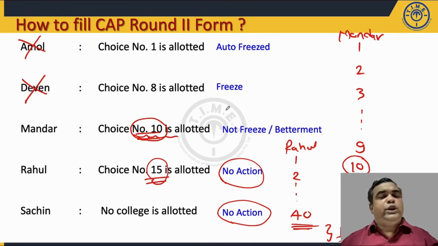That's what he can do, Sachin. But going to the top 50 means your cutoff will be really low. You're going to very low grade colleges there. So that's what Mandar, Rahul and Sachin will do.